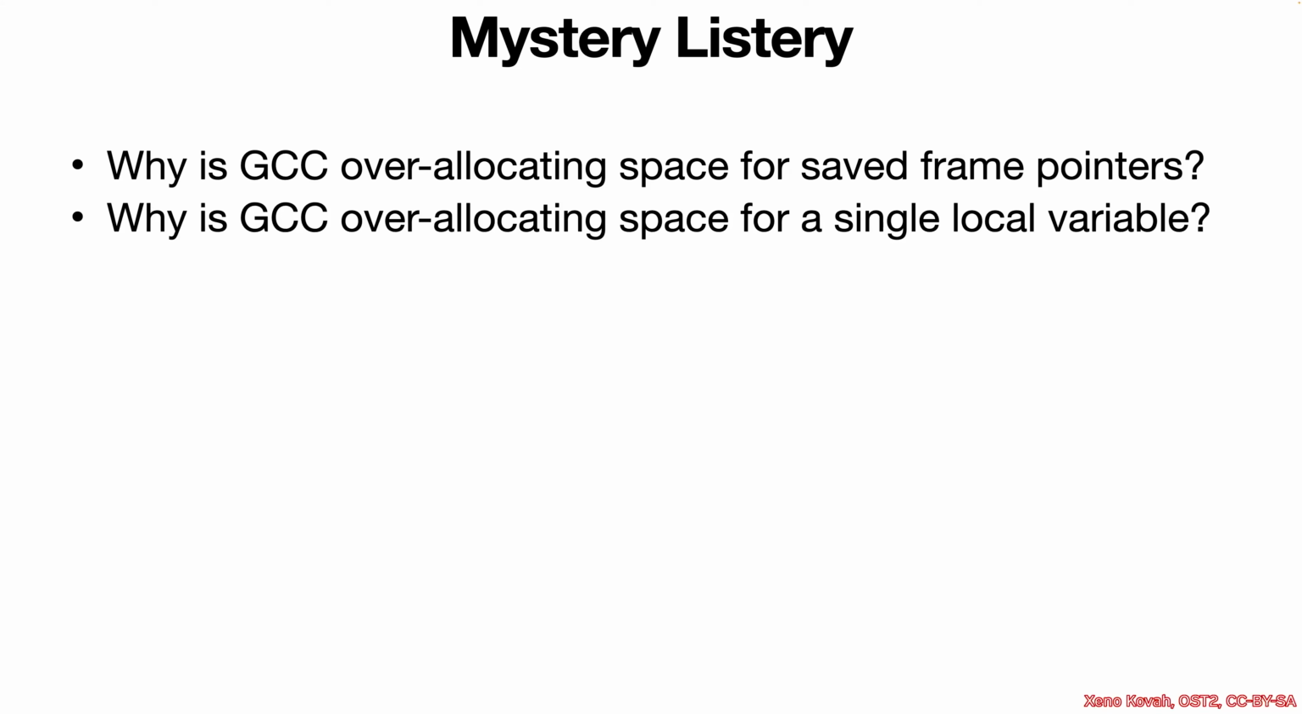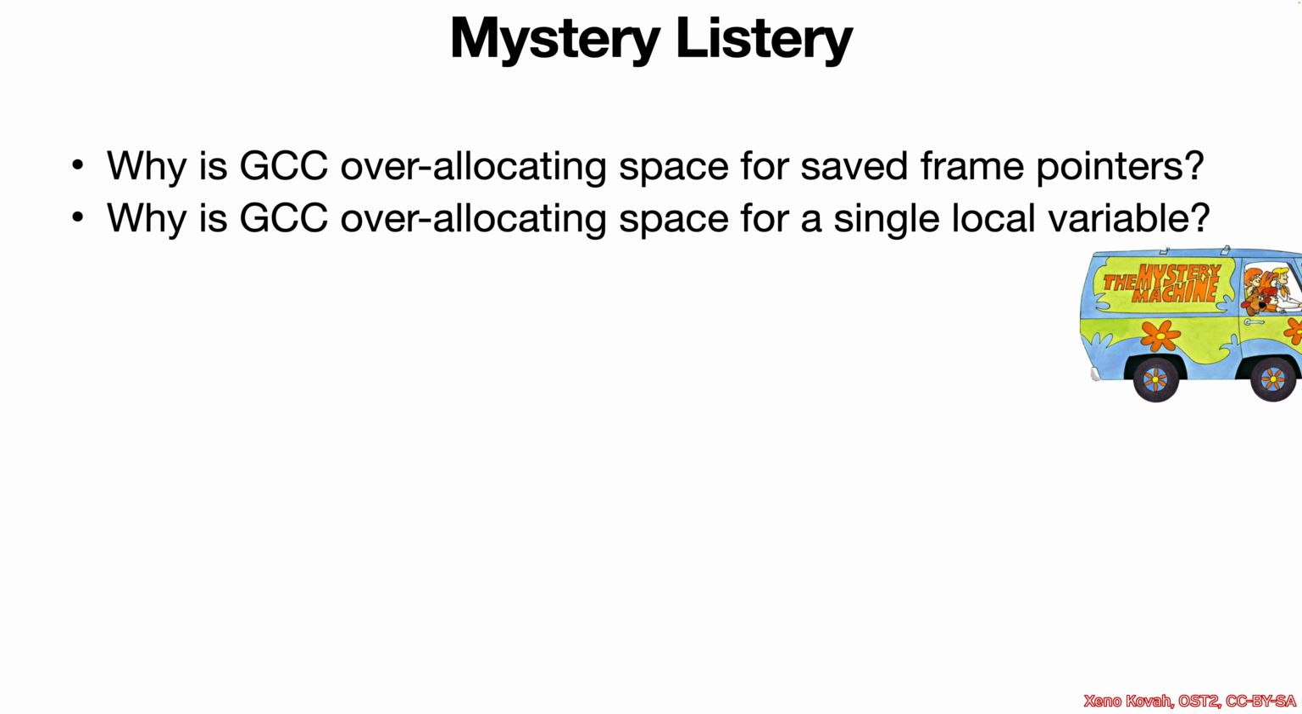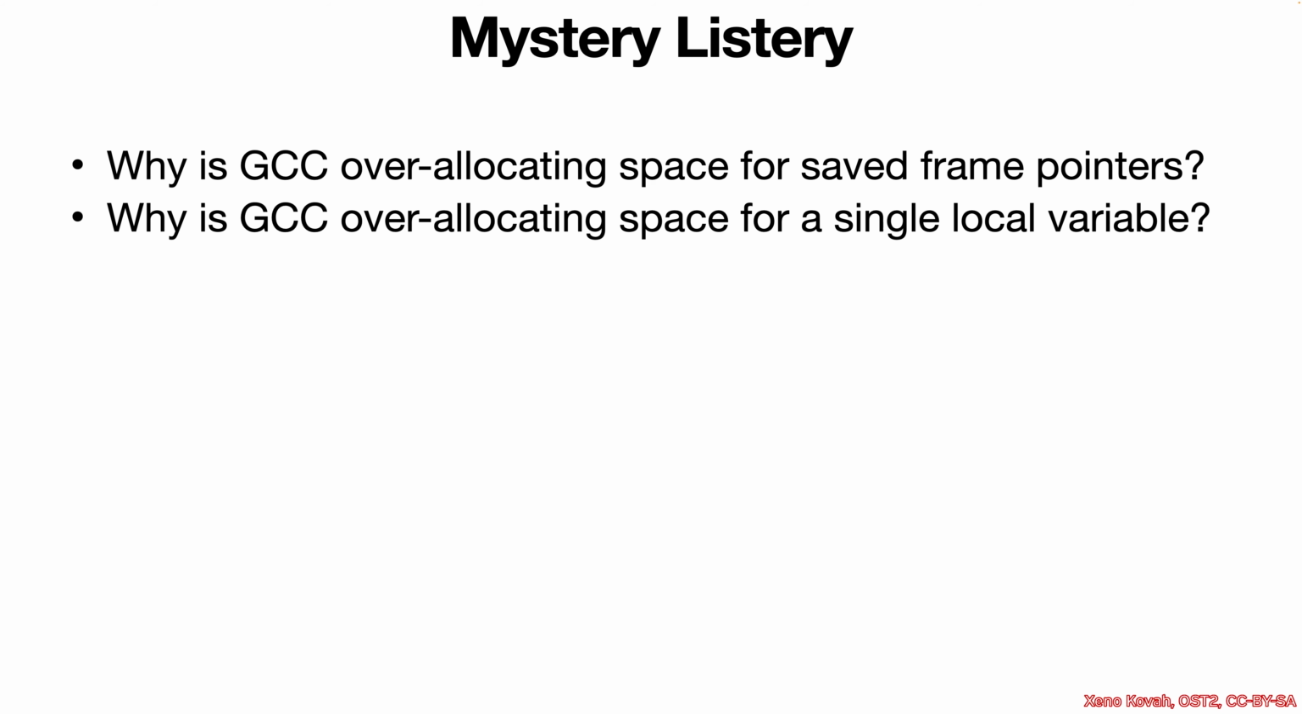So at this point, we've got a couple of things on our mystery list that we'd like to figure out why they're occurring. First, why GCC is overallocating space when it's only saving a frame pointer, for instance, in the case of our just returning function. And then for our single local variable, why does it overallocate space for that as well?